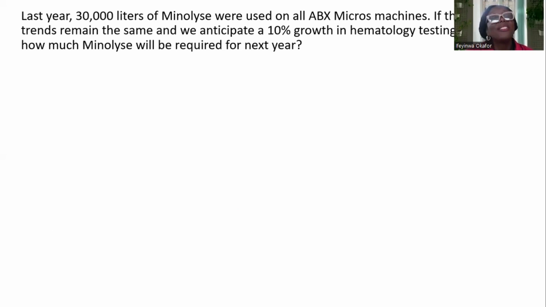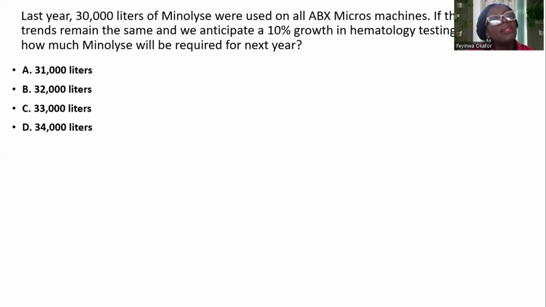Another question says, last year, 30,000 liters of reagent were used on the ABS Micros machine. If the trend remained the same and we anticipate a 10% growth in hematology testing, how much reagent will be required for next year? We have A, 31,000 liters, B, 32,000 liters, C, 33,000 liters, D, 34,000, E, 35,000, and then our answer is 33,000 liters.